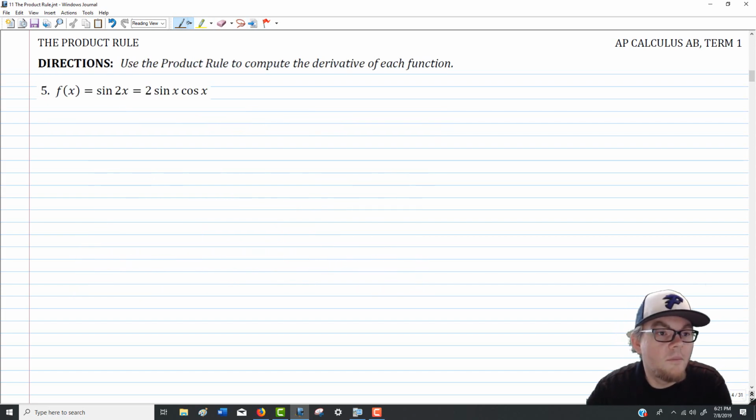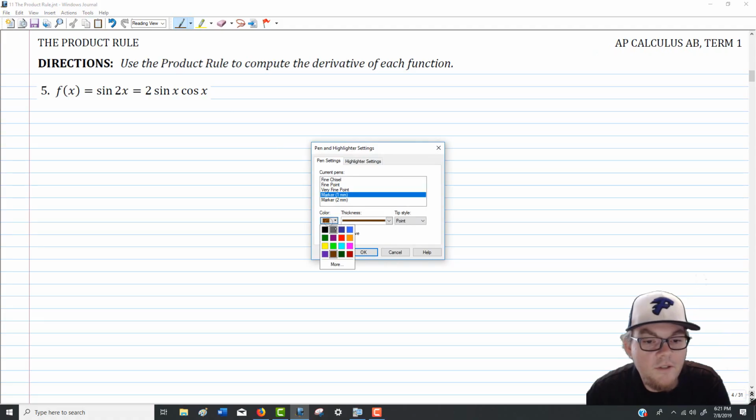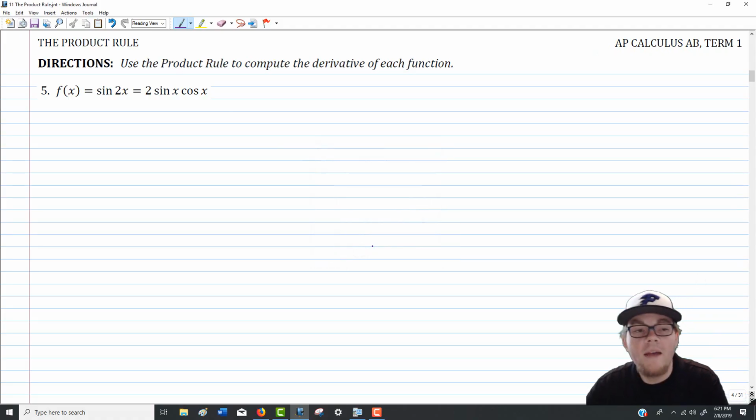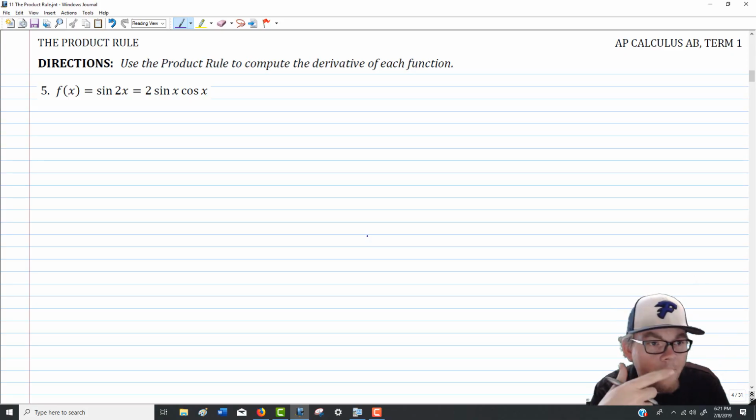Okay, that brings us to question number 5. Question number 5's directions sometimes mess with people and have in the past, and there's a question just like it with number 6, so I figured I'd start with number 5 and talk about it a little bit more. So the directions instruct us to use the product rule to compute the derivative of each function.